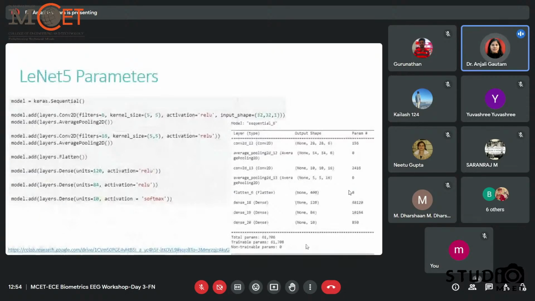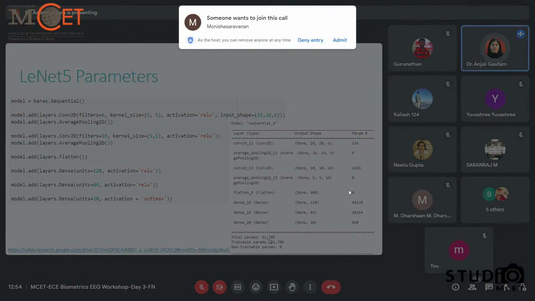So just see here, when we compute the total number of parameters, initially it is 156, which I have told, that is 5 cross 5 plus 1, into 6. So that will come out to be 156, and in the same way, if we compute the total number of parameters, what they got is around 60,000. That is 61,000. So these are a small number of parameters.